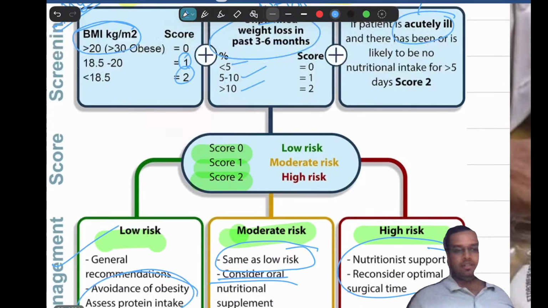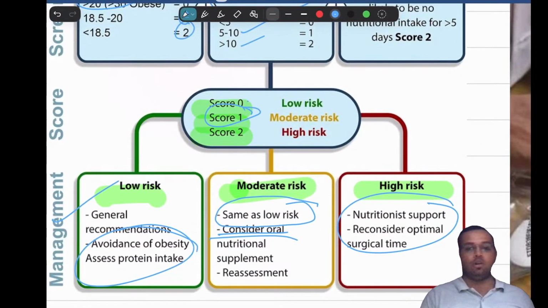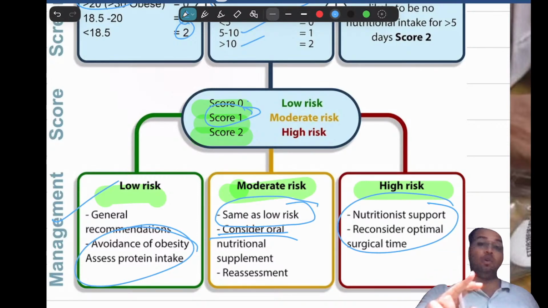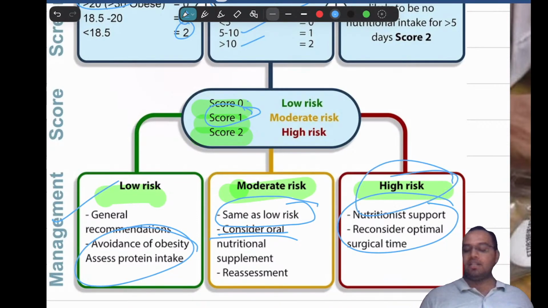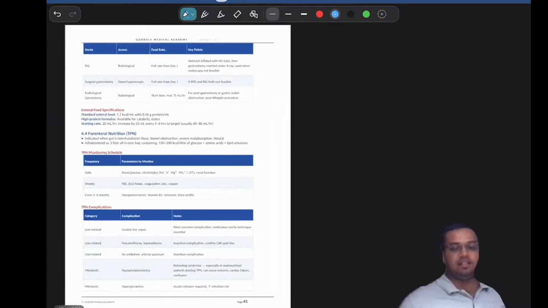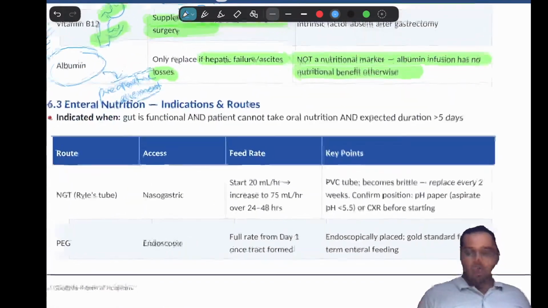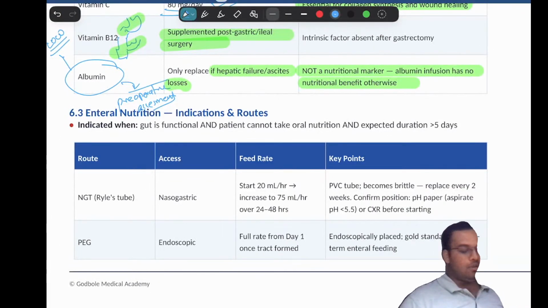So for total score calculation, even a score of 1 means the patient needs optimization. And if the score is more than 2, then that is the time the patient is to be subjected to nutritional support before operating on this patient. So now we are going to talk about the nutrition to the patient.